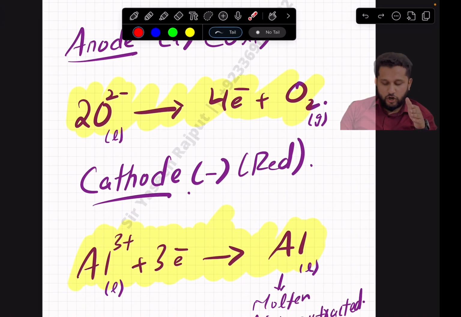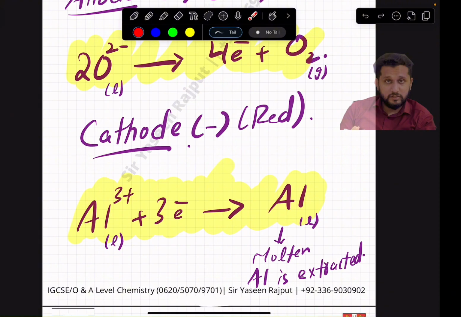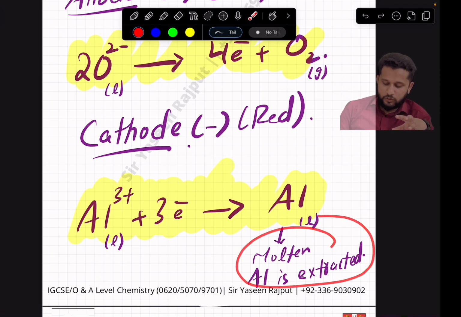Now let's talk about the cathode. The cathode has a negative charge, and I have taught you that the cathode is the side where reduction takes place. Aluminum ions, having a positive charge, are attracted towards the cathode. Aluminum ions will gain electrons and form aluminum. You can see that the aluminum ion has a 3+ charge, so it gains 3 electrons and gives you aluminum. Now we have extracted aluminum. Molten aluminum is extracted, as you can see over here.